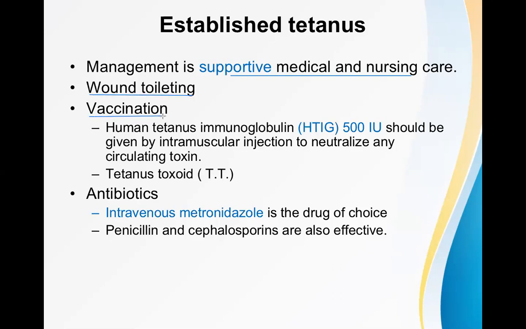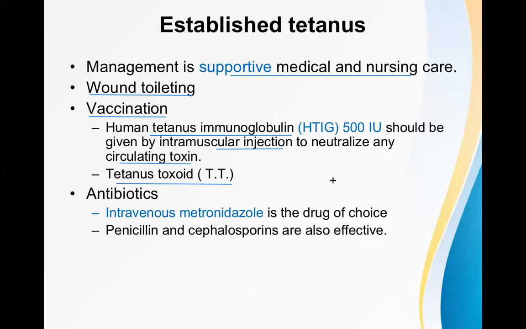Then vaccination. Regarding vaccination, there are two types mentioned. Human tetanus immunoglobulin, which is a passive immunization, and this is very fast, rapidly acting. So we need to give this all the time. And tetanus toxoid also can be given. But one important point here is that human tetanus immunoglobulin will only neutralize the circulating toxin. Once this toxin is fixed onto the central nervous system tissue, this immunoglobulin will be useless.